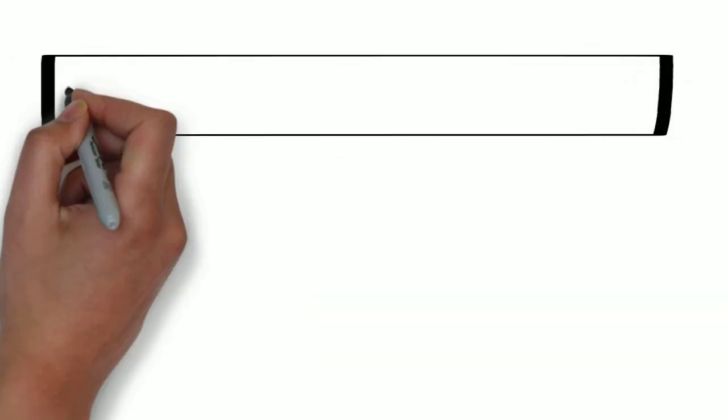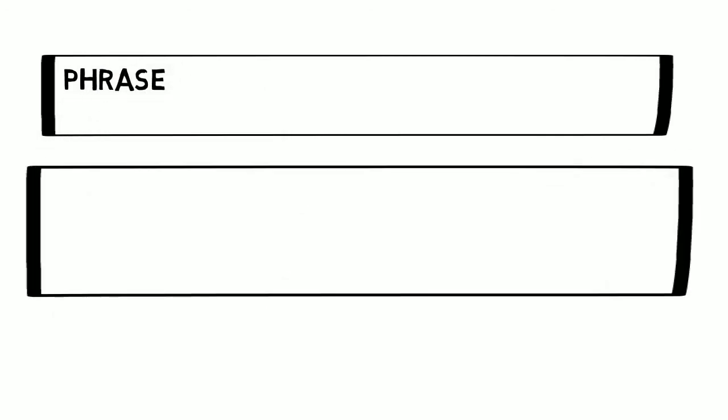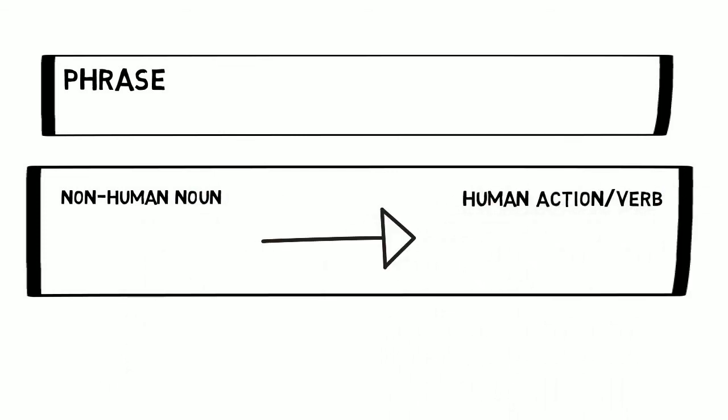So, your assignment is to find a personification phrase or make one up. Decide what object or non-human noun you want to personify and what human action it will perform. But don't forget to include your personification in your story.